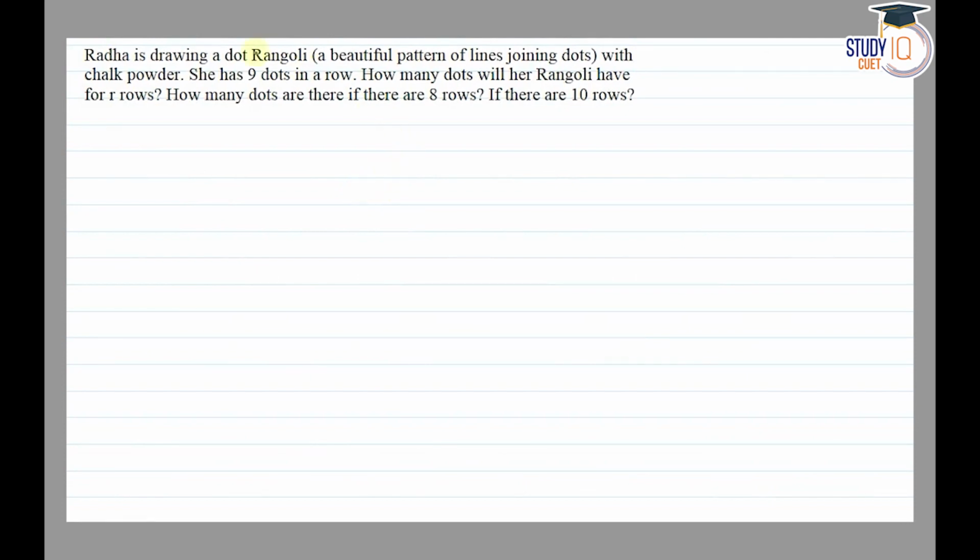The question says that Radha is drawing a dot rangoli, a beautiful pattern of lines joining dots with chalk powder. She has 9 dots in a row. How many dots will her rangoli have for R rows? How many dots are there if there are 8 rows? If there are 10 rows?